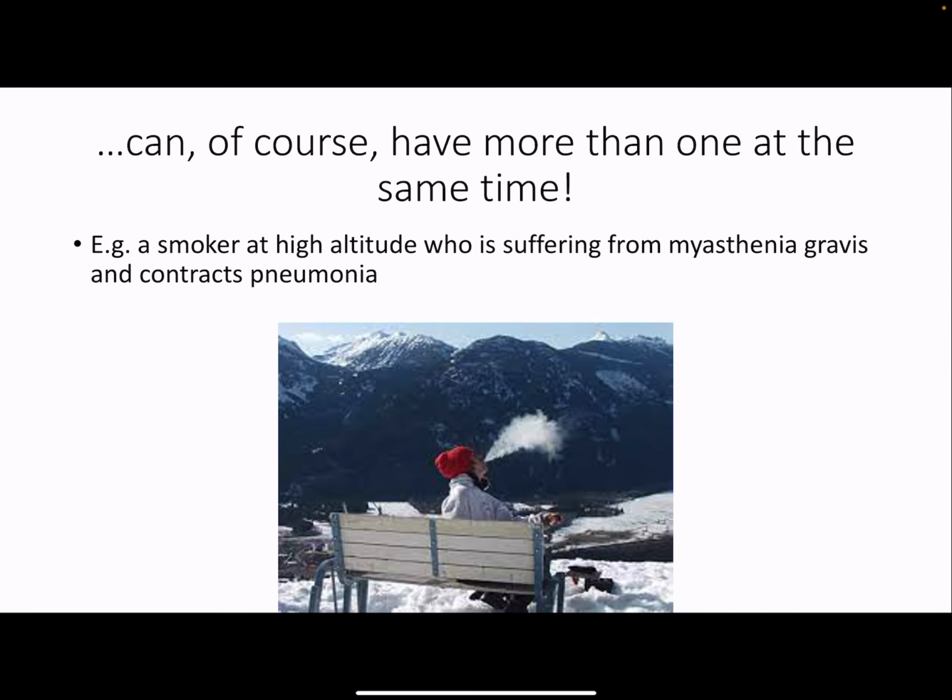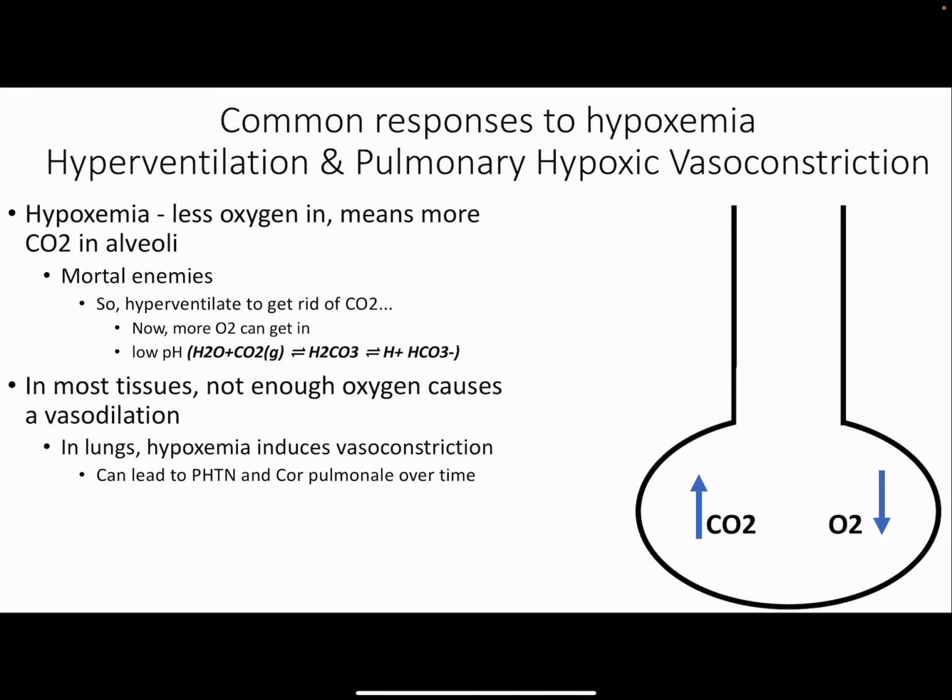Of course, you can have more than one of these at the same time, right? Think about someone who's up in the mountains and they're smoking and they have MG and they contract pneumonia, and all of these different pathologies are going to collaborate to cause a bad time. So common responses, well, if we have less oxygen coming in, that usually means we have more CO2 in our alveoli. And remember, our shortcut heuristic is that CO2 and O2 are mortal enemies. So if CO2 is up, O2 is going to go down.